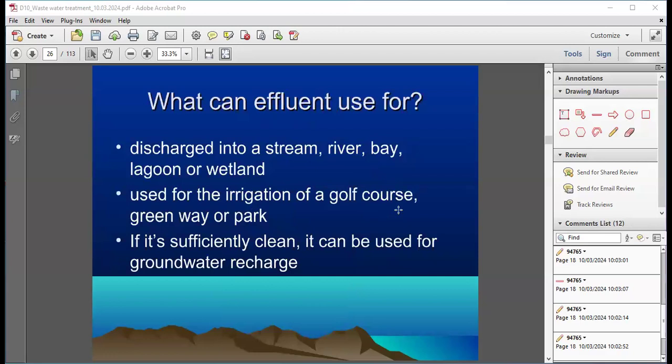What can effluent be used for? Discharge into a stream, river, bay, lagoon, or wetland, and irrigation of golf courses, greenways, or parks. If it is sufficiently clean, it can be used for groundwater recharge.